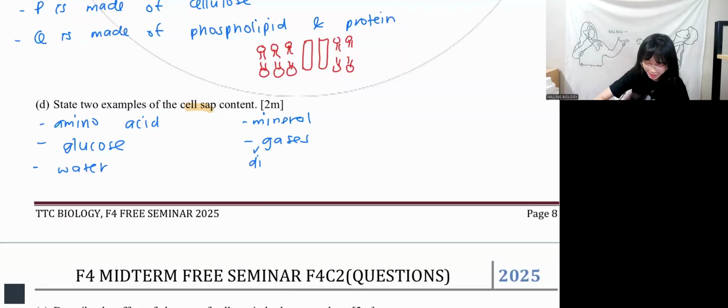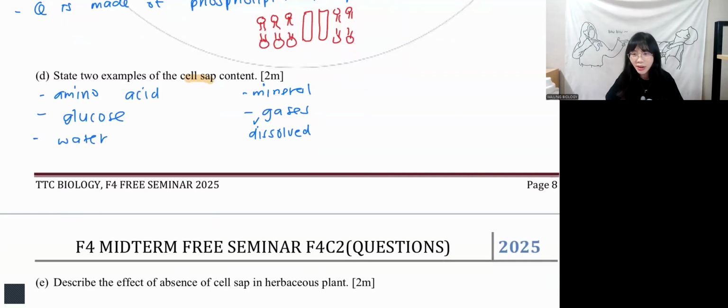Dissolved gases is a better answer. Yes, okay, dissolved gases. Lysosome in animal cell. Actually, yes, lysosome can only be found in animal cell. Plant cell doesn't have lysosome, but they don't write it in the textbook. If I don't remember wrongly, they write it in the textbook, okay?